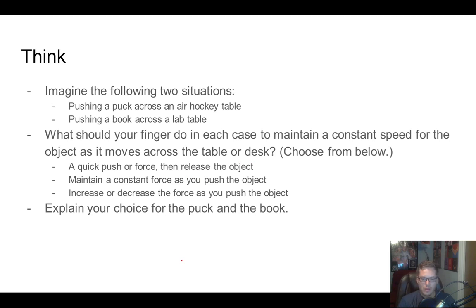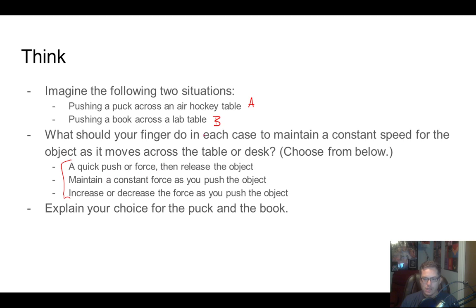All right, so imagine this. You've got an air hockey table, and you push a puck across it, versus pushing a book across a lab table. Now think about what happens as you move each. Which of these three does it take in each case? We'll label them situation A versus situation B. When you're pushing a puck across an air hockey table, which describes what we need to do to maintain a constant speed?